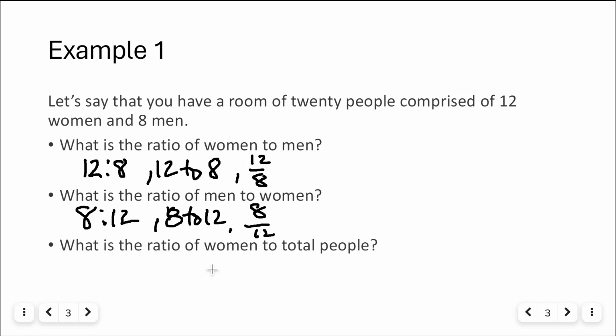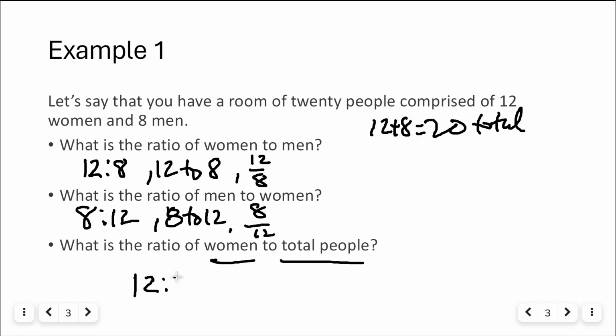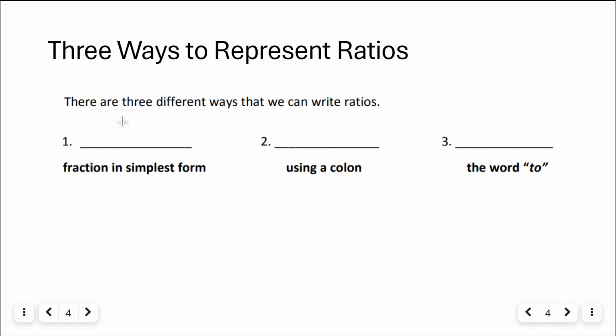What is the ratio of women to total number of people? Women to total number. So there are 12 women, and how many total? So 20 in total, right? 12 plus 8. So that's 12:20, or 12 to 20, or 12/20. Okay, so that's a ratio, written three different ways. And there are three ways that you can write a ratio. A fraction, A over B, A:B, A to B. We just went over that on the last slide.